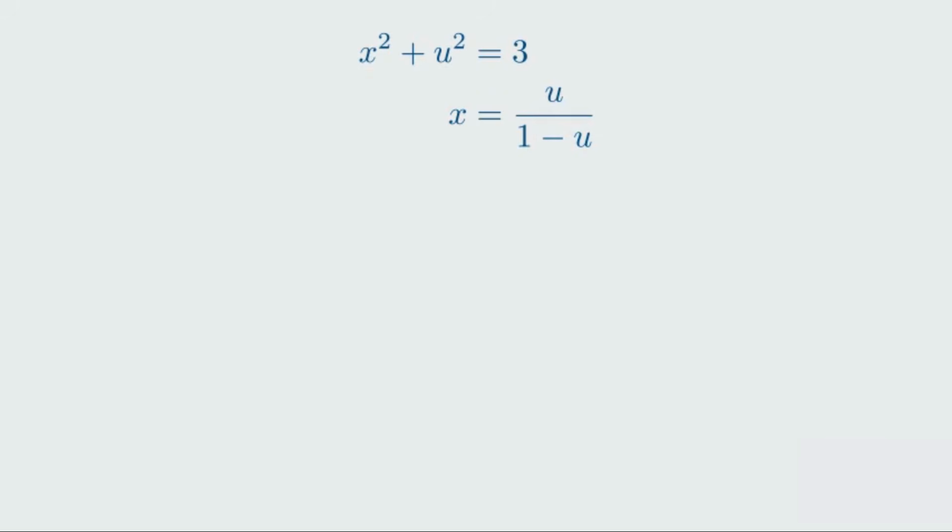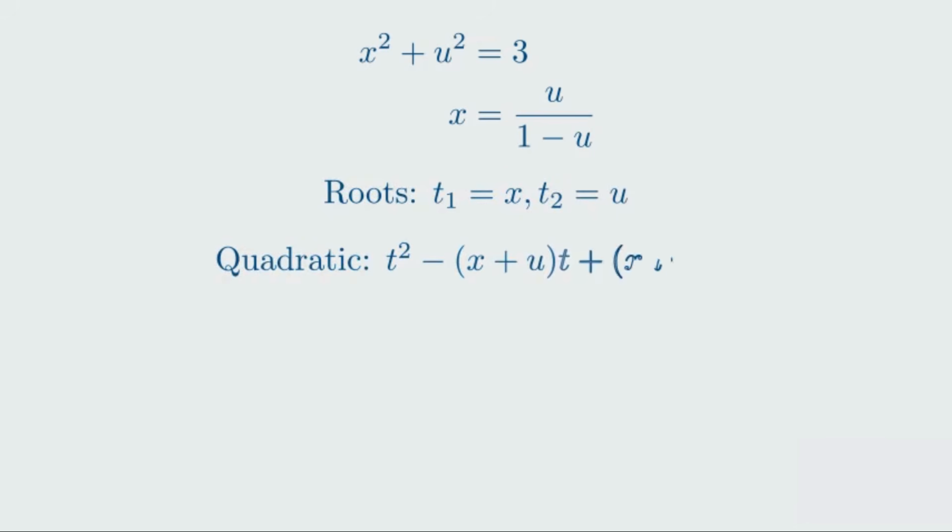Let's consider a possible relationship between x and u. What if x and u were roots of a single quadratic equation? Let's assume there is a quadratic equation whose roots are x and u. Let's call this variable t. The quadratic equation would be of the form t squared minus sum of roots t plus product of roots equals 0. Let's calculate the product x times u. X times u equals u squared over the quantity 1 minus u.